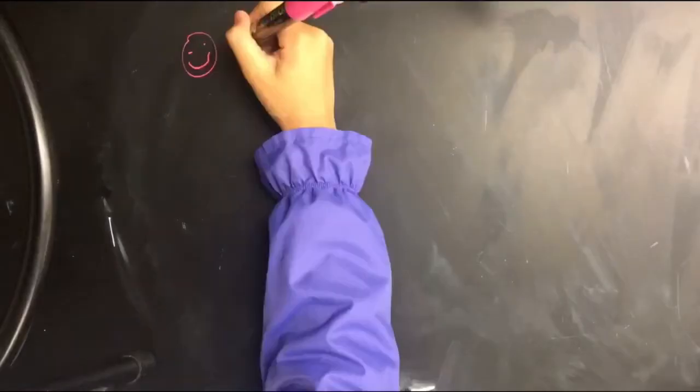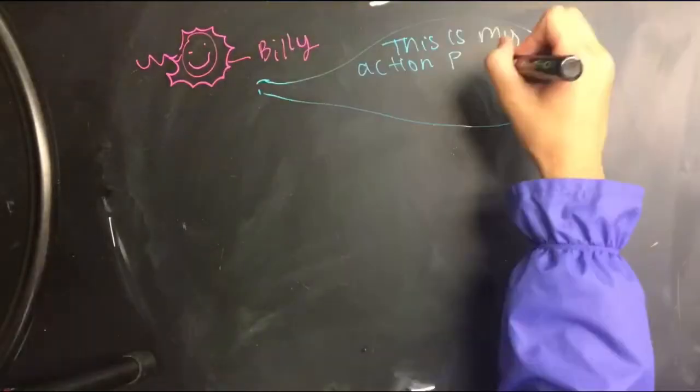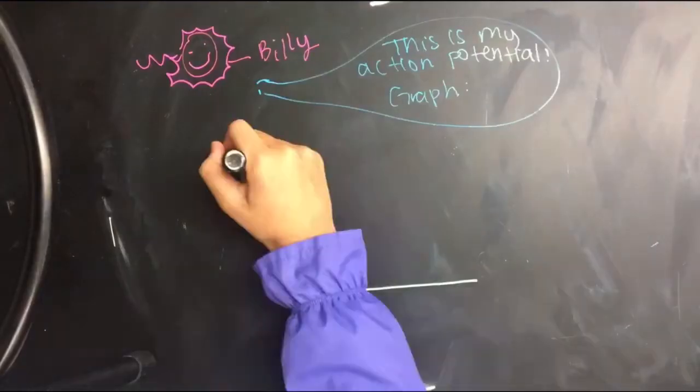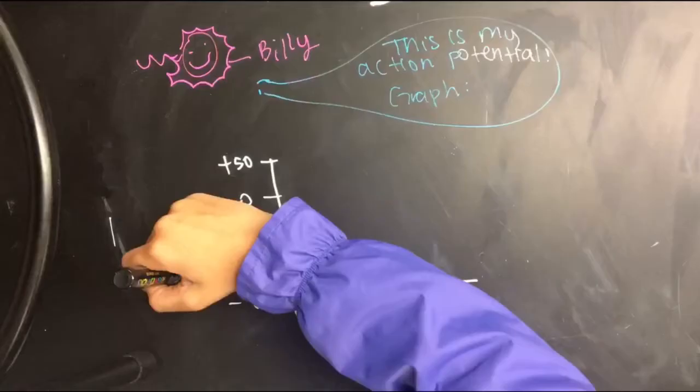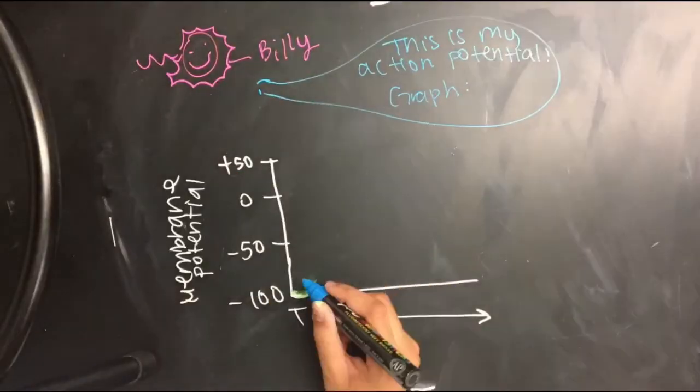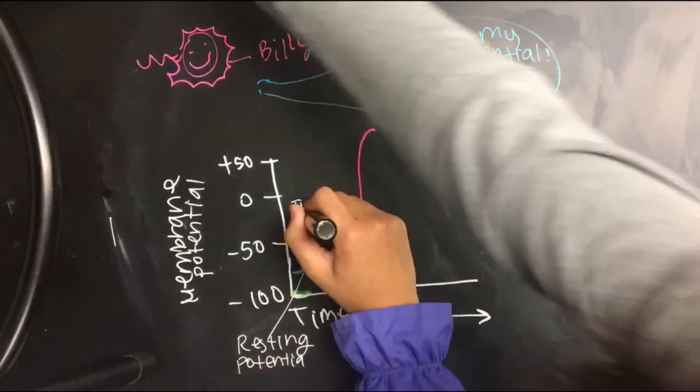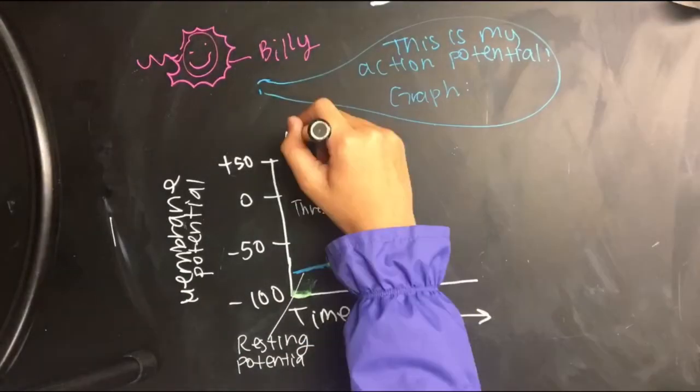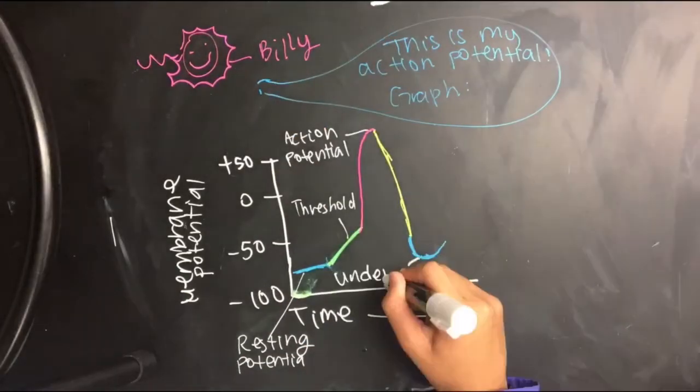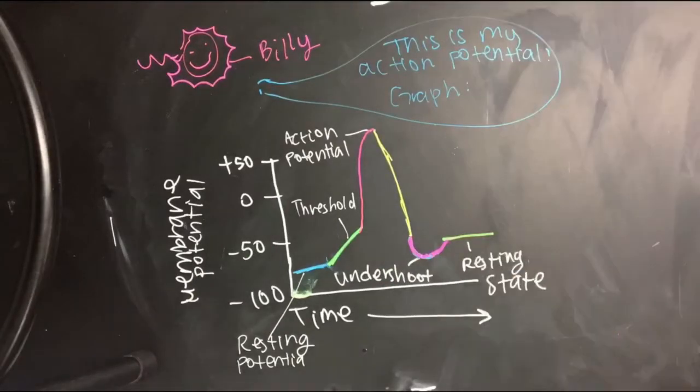Now, this is a graph of my action potential. On the y-axis, we have membrane potential, and on the x-axis, we have time. We start off with the resting potential, which is approximately -70 millivolts. This part of the graph that's increasing represents the depolarization of the membrane. When my membrane potential reaches a threshold value, my action potential occurs.